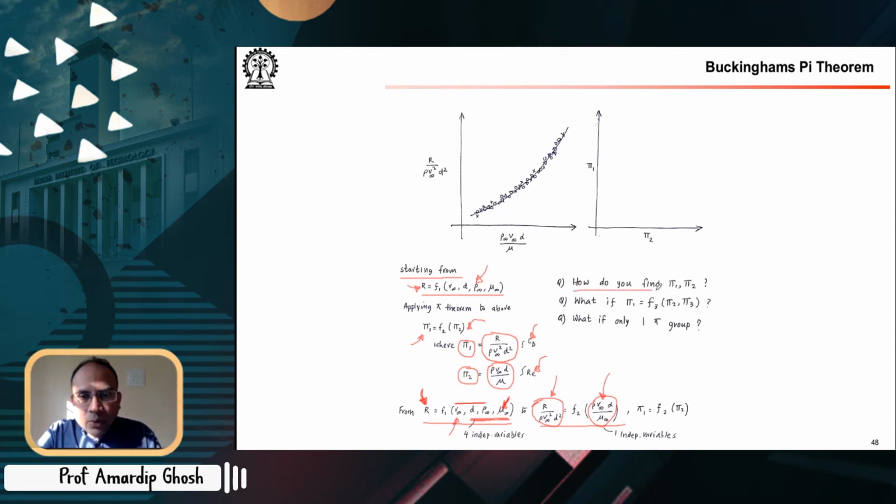So the question is then, how do you find pi1, pi2? What if pi1 is a function of more than one? So here we see pi1 is a function of pi2. So essentially we have two pi groups, so one becomes a function of the other. Buckingham's Pi theorem does not, unfortunately, give us the nature of this dependence. So that is to be found experimentally. Buckingham's Pi theorem will give you all these pi groups, but the nature of dependence or the functional relation between these pi groups will not be given by Buckingham's Pi theorem.